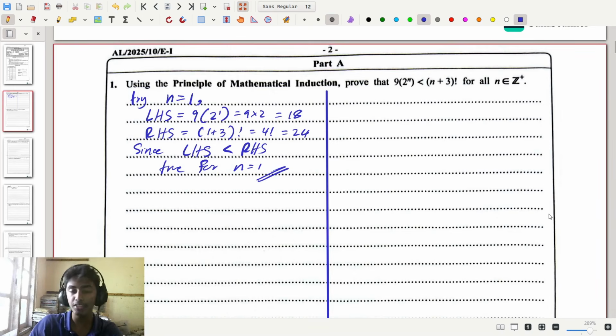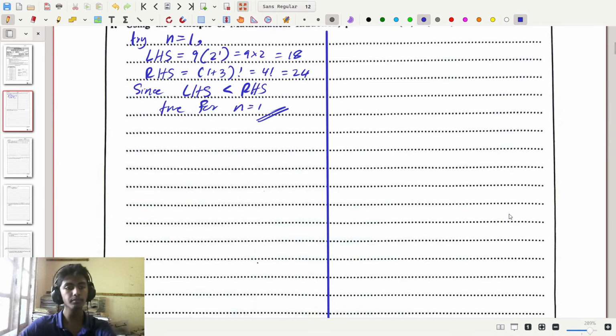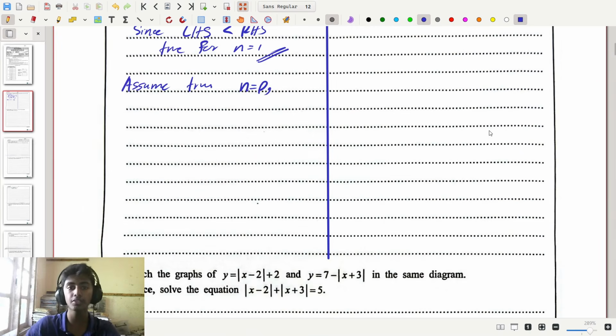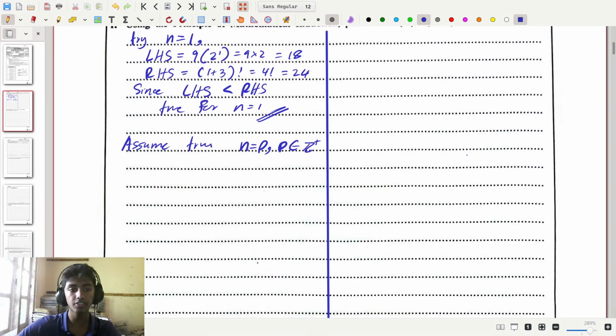Now that we have the base case established, what we need to do next is to assume that it's true for some value, let's say n equals p, and then prove for the next value, n equals p plus 1. So we're going to go down here and write that we're going to assume true for a particular value n equals p, where p is an element of the set that we want. In this case, we want the positive integers, so we need p to be an element of the positive integers.